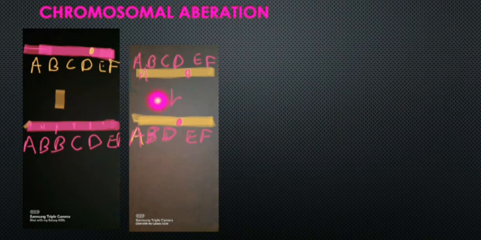Here what happens, look at the A, B, C, D and E, F. Here it converted into A, B, D, that is, C is deleted here. C is deleted, and that's why it is called deletion.